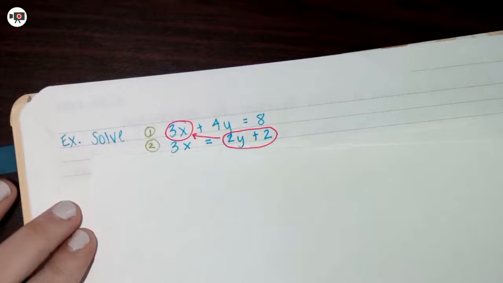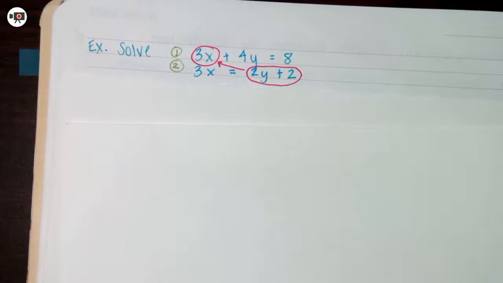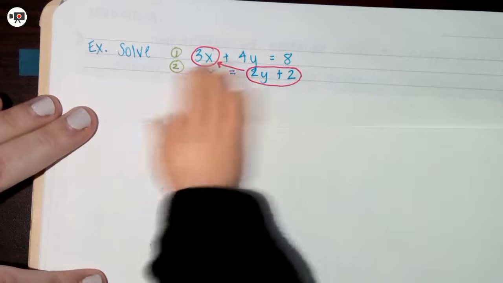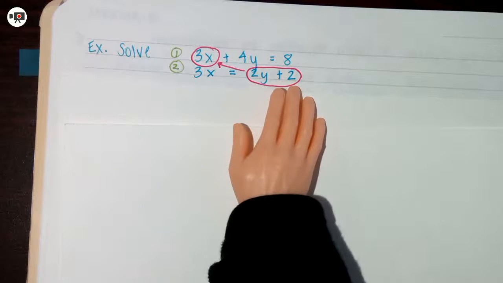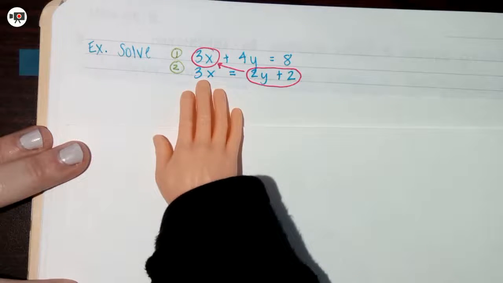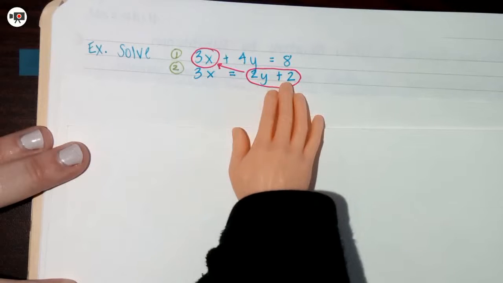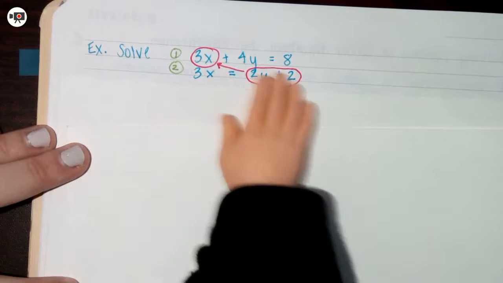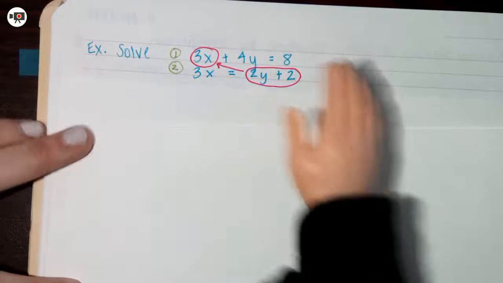I have one more example. So if I am given these two equations, 3x plus 4y equals 8, and 3x equals 2y plus 2, I have to substitute one of them into the other. Since I have a 3x equals, I know what 3x is. 3x is 2y plus 2. So instead of this 3x in the first equation, I'm going to replace that with what it equals, because that will give me only y's, so I can find y and then x.